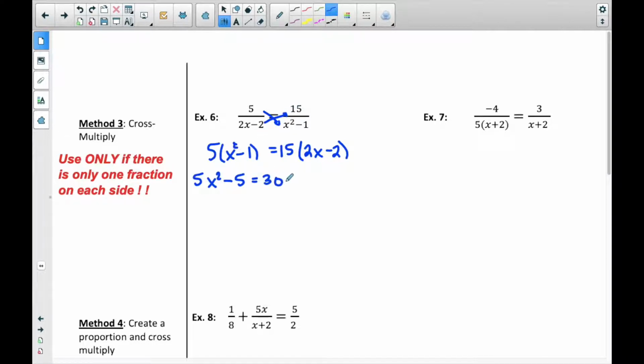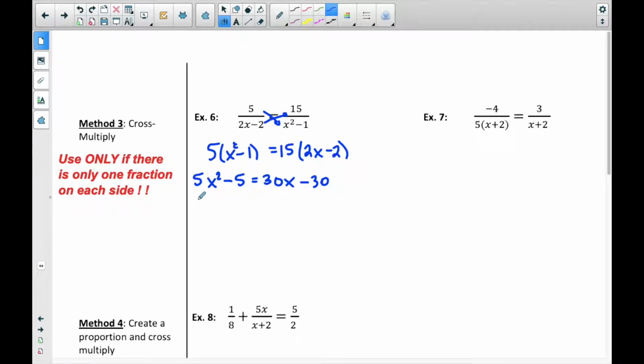And like I said, I'm reluctant because a lot of people just start going cross diagonal with a lot of weird things they're not supposed to. This method, another thing, this only works if there's only one fraction on each side. If you look down at number 8, do you see how there's 2 fractions over here? You could not cross multiply. There's no way to do that. But anytime there's just a fraction equal to a fraction, that's when you can cross multiply.